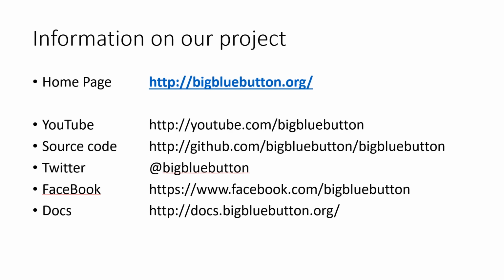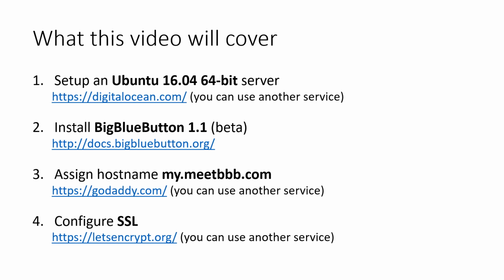As a background, you can find lots of information on the project at bigbluebutton.org. Okay, so what this video will cover: we'll set up a Ubuntu 16.04 server, 64-bit. We'll use DigitalOcean for it. We'll install the 1.1, currently in beta. By the time you watch this video, it probably is released. We'll assign a hostname to it, and we'll configure it for SSL. Okay, let's get started.